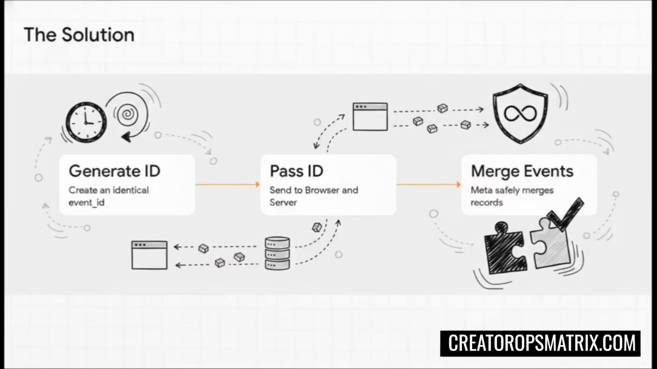Step 2, you must perfectly pass that identical ID to both the browser payload and the server payload at the exact same time. Step 3, you just sit back and let Meta's Graph API safely merge the events. If you get these steps structurally sound, your tracking is going to be bulletproof.